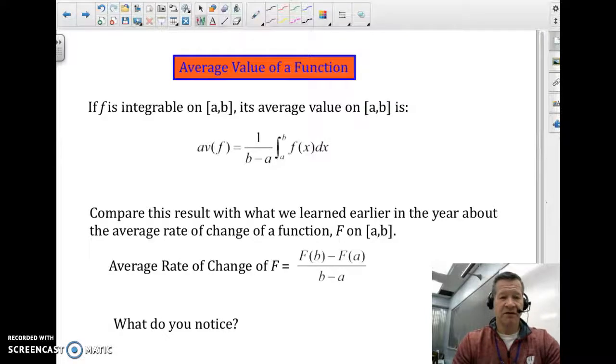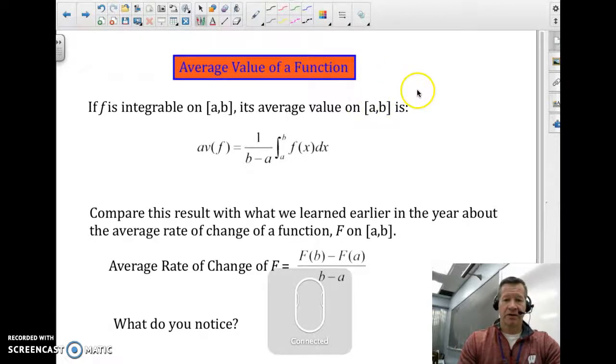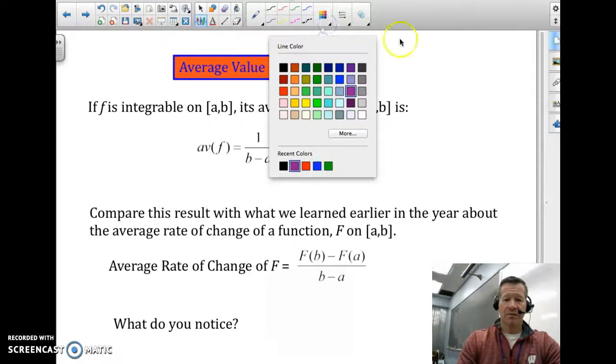For the second video of section 6.3, we're going to talk about the average value of a function. Earlier in the year we did the average rate of change of a function, and the way we found that was simply by finding the slope of a secant line.